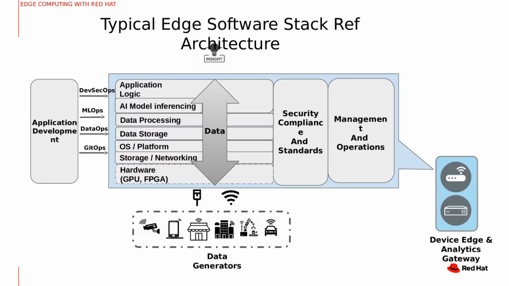And if we break that gateway device down a little bit, that system that connects to the data generators, what you'll find there is that you have all of these elements that exist as part of that. So there's going to be hardware, there's going to be storage and networking, there needs to be some kind of OS or platform, data processing, maybe there's some AI model inferencing going on. There's going to need to be security and compliance.